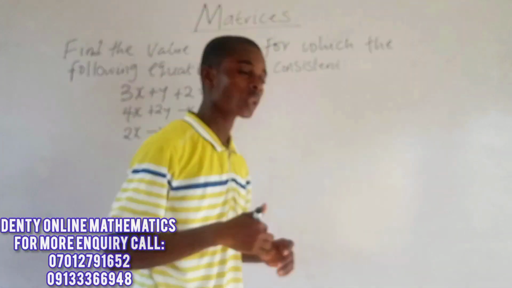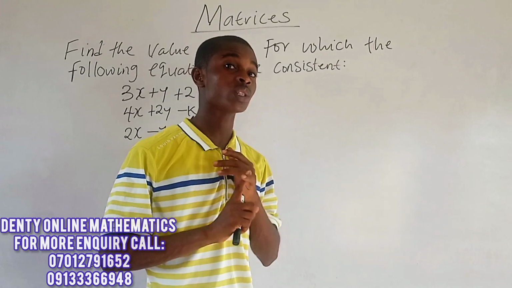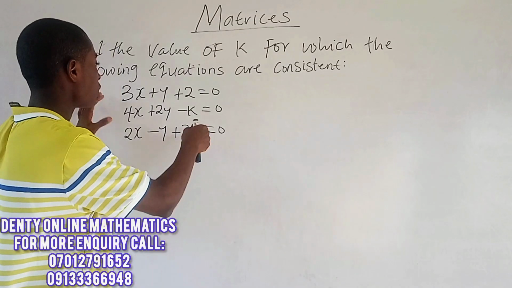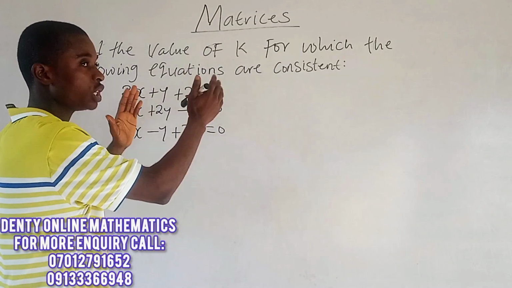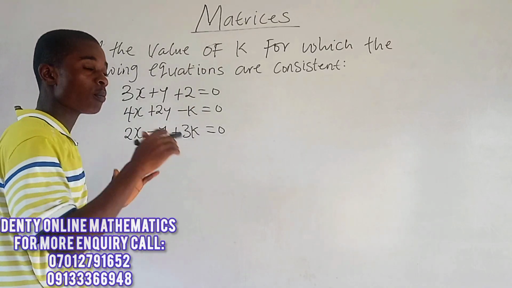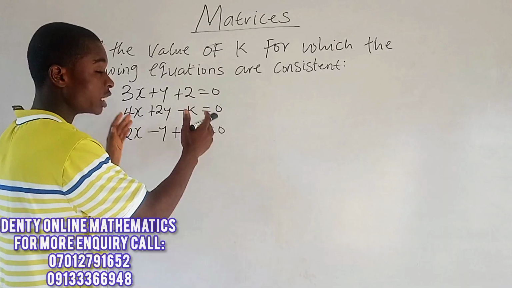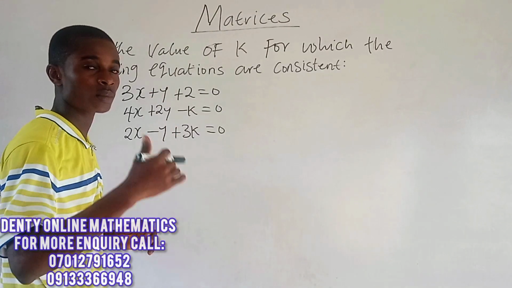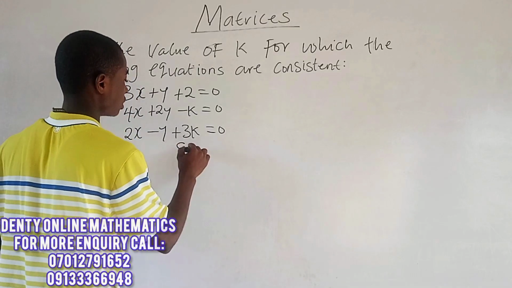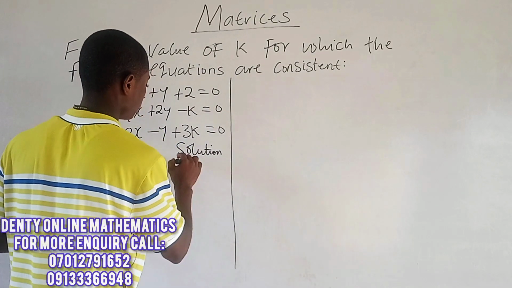Now come closer. For equations to be consistent, in matrices, that means the determinant of this must be equal to 0. The determinant of all of this must be equal to 0 for an equation in matrix to be consistent. Let me just bring it out here as a solution.